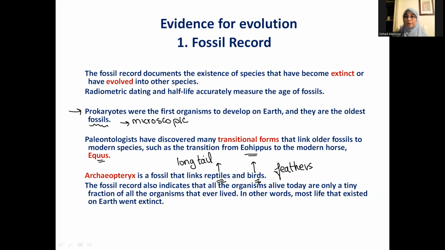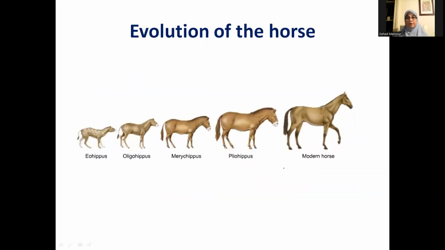And of course, all this paleontologic study, or the study of the fossils, has shown us that the species that live nowadays are only a small fraction of the species that have lived along the natural history of Earth. Now, here we can see the evolution of the horse, and the Eohippus is the oldest form of the horse, and the most recent form of the horse is called the Equus.